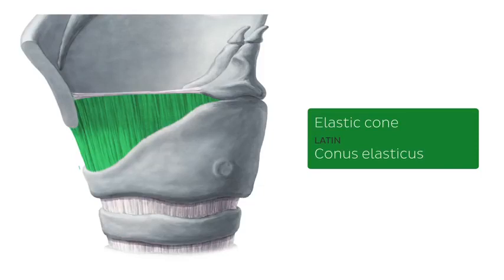Now, this is a thicker inferior portion of fibroelastic membrane of the larynx, and it arises from the inner surface of this cartilage that we talked about. If you remember well, yes, this is the cricoid cartilage, and this elastic cone is continuous with the vocal folds, as you can see here.